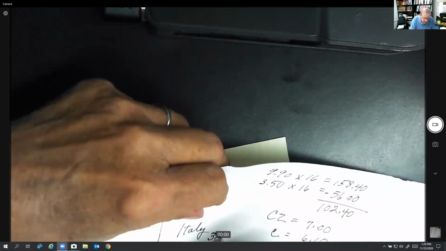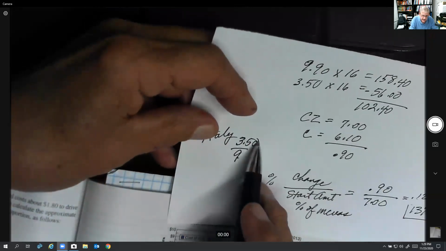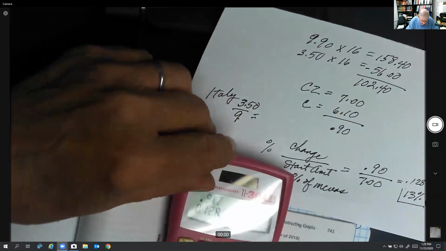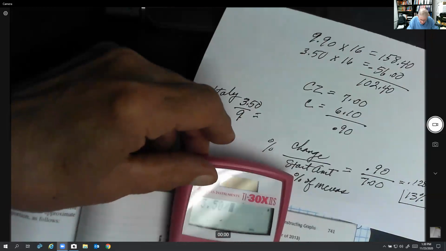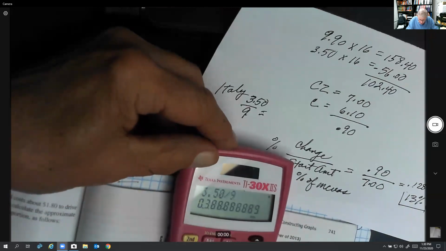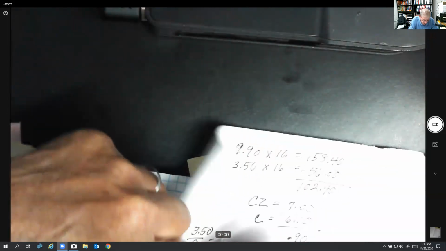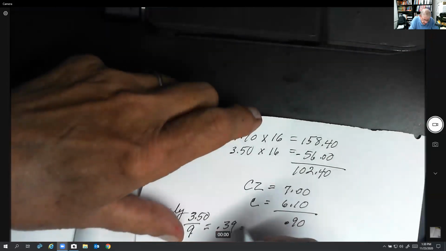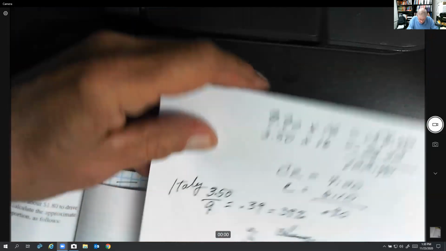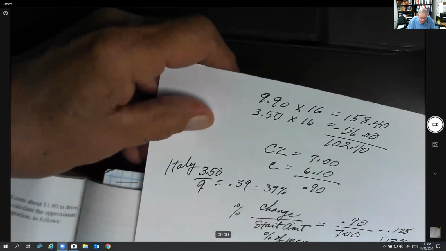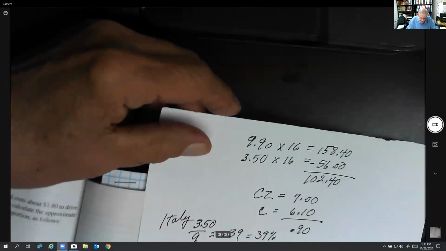So it said, what percent is the tax of the total? So what I'm doing is I'm dividing the tax by the total to get a percent. And again, I took 3.50 divided by 9, and I got 0.38. And I rounded it off to 0.39 actually. So I said, well, that's about 39%. And I think that's what the book came up with, about 39%. So they give you the answers, but they don't tell you how they got the answers. So that's how I did these things.